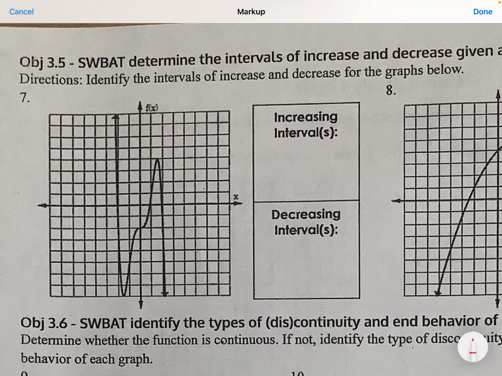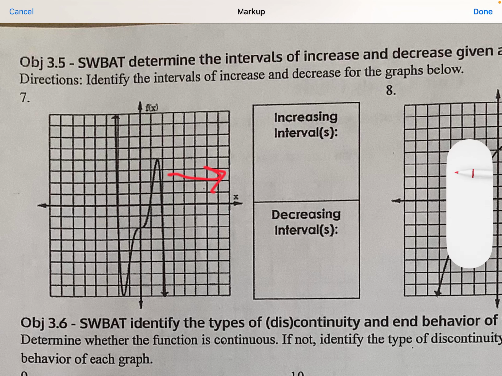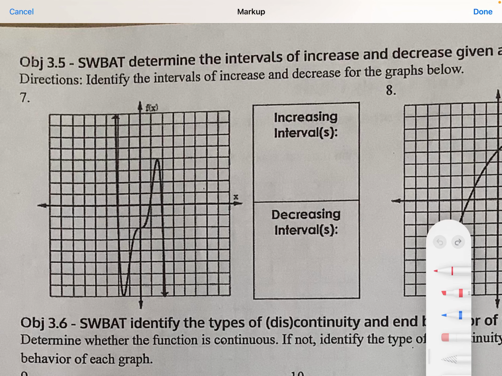All right, for number 7, identify the intervals of increase and decrease. So I'm looking for where is the function going up and where is the function going down. If the function is going up when I move to the right, then it's increasing. If it's going down when I move to the right, then it's decreasing. And remember, this is all with the idea of moving to the right.